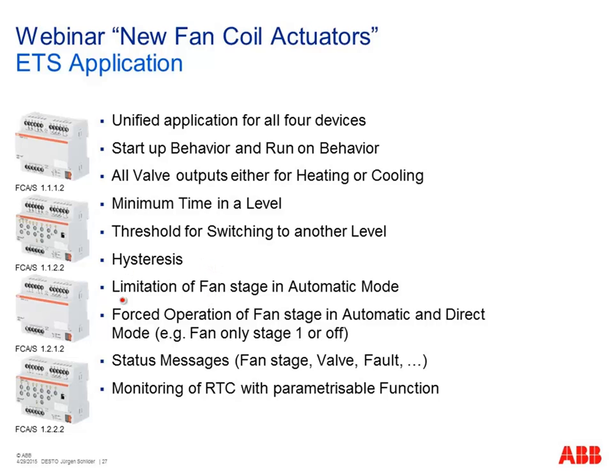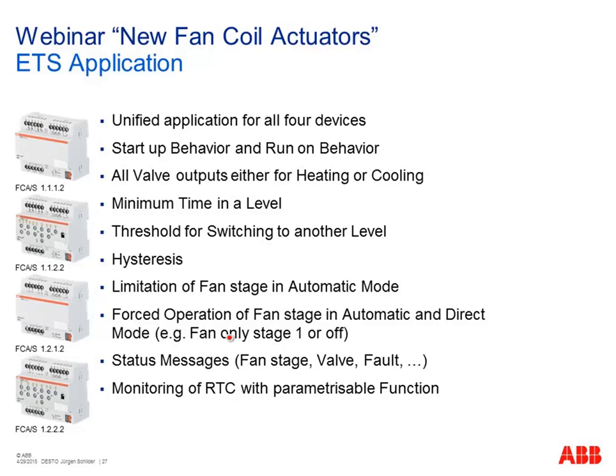Then we have some additional features like limitation of the fan stage in automatic mode. Automatic mode means the room temperature controller is controlling the speed and the position of the valve, and we can say, okay, if the fan is running in speed 3 in automatic mode due to the big temperature difference, we can also limit this, maybe during night mode in a room, just to reduce the noise, for example. So it's not possible, due to this limitation, to go to speed 3.